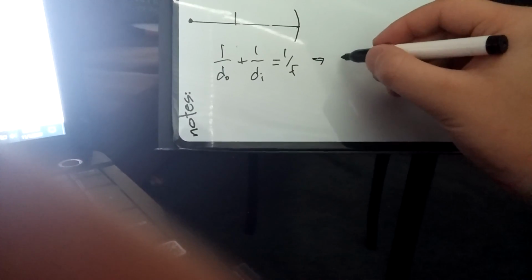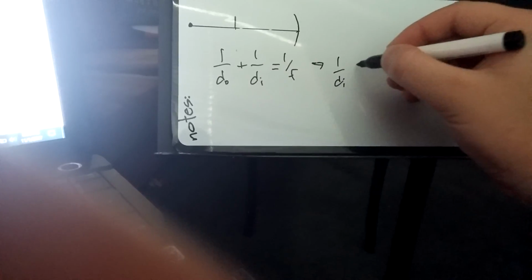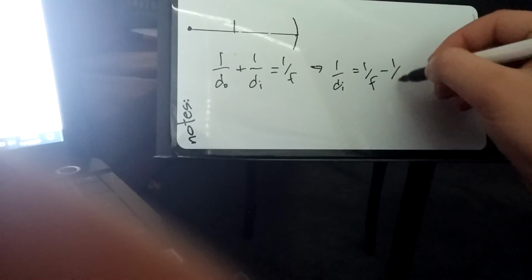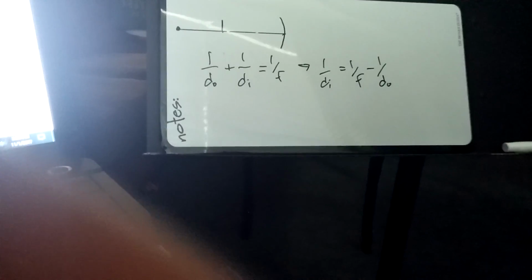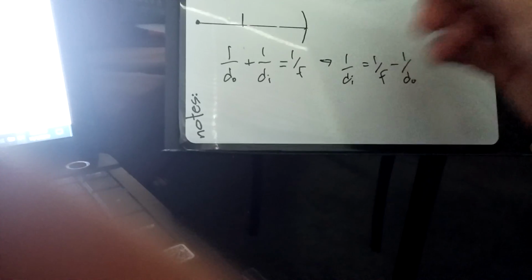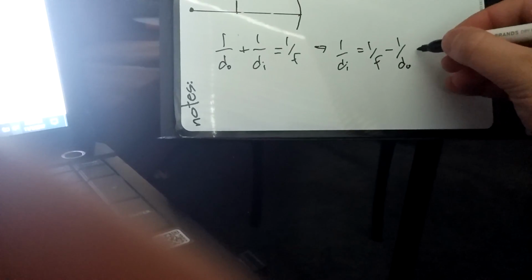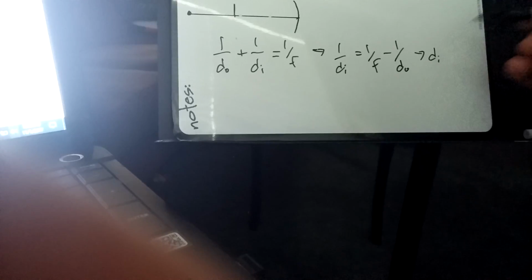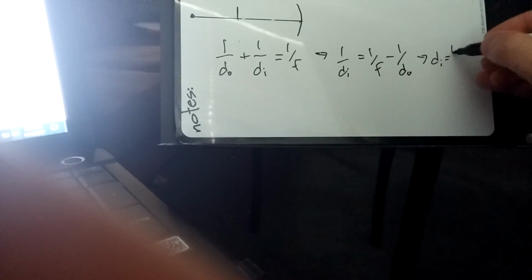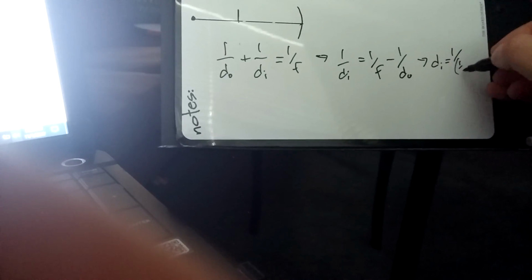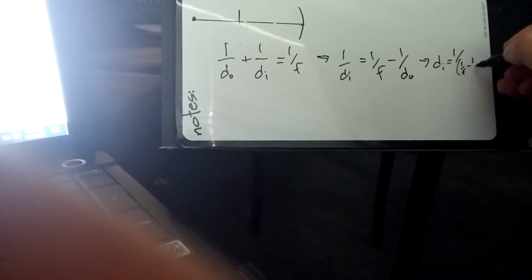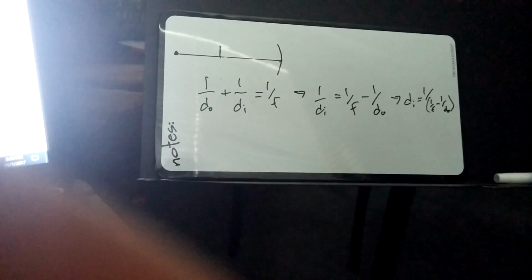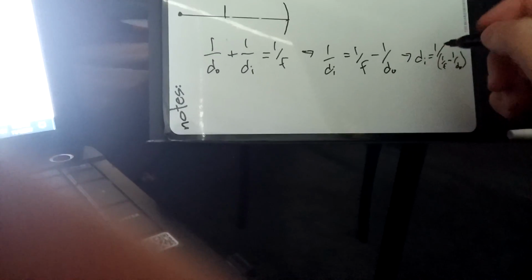We get something like this: 1 over d sub I equals 1 over focal point minus 1 over object distance. And then we just take the reciprocal of that. We get the image distance equals 1 over f minus 1 over object distance. Okay, so now all we have to do is plug in the numbers.